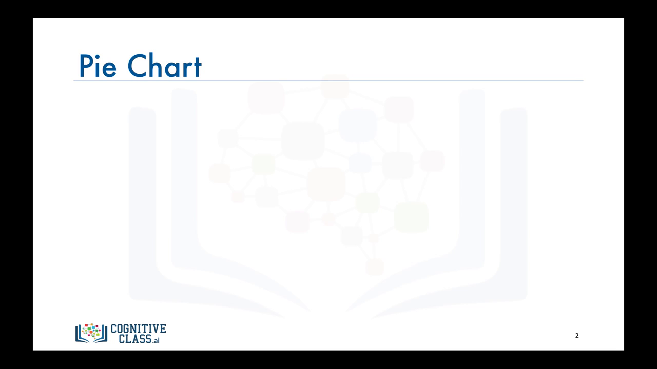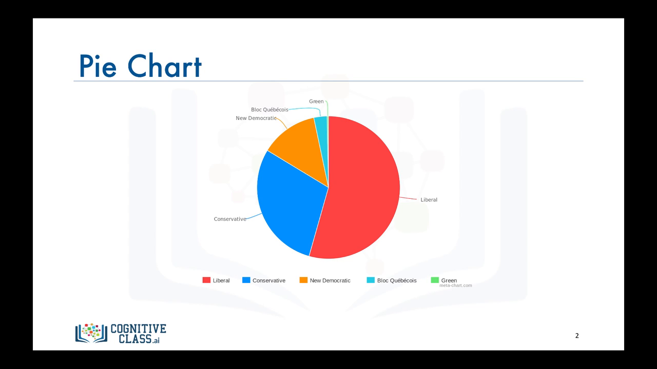A pie chart is a circular statistical graphic divided into slices to illustrate numerical proportion. For example, here is a pie chart of the Canadian federal election back in 2015, where the Liberals in red won more than 50% of the seats in the House of Commons. That is why the red color occupies more than half of the circle. So how do we create a pie chart with Matplotlib?